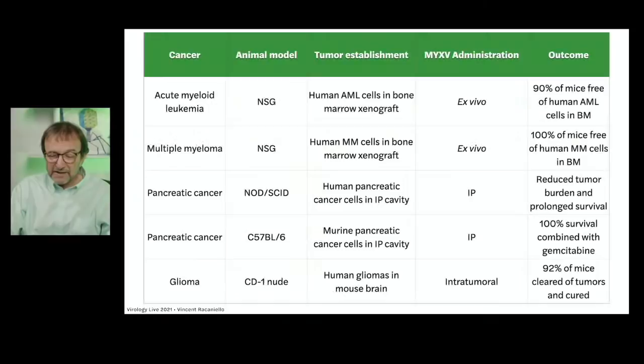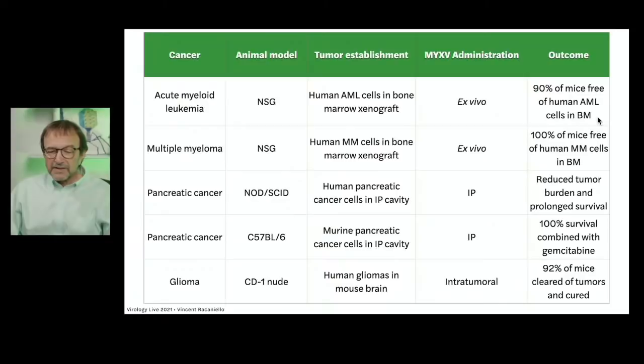And so what is being done is to try to treat tumor cells in a variety of cases. These are different cancers that are being studied. Human cancer is being studied in animal models, treating the cancers with a myxoma virus vector, either in culture or in the animal itself, and seeing if you can destroy all the tumors. So, for example, here is an acute myeloid leukemia where you inject the cells into an immunocompromised mouse. The tumors grow. You can take the tumors out, treat them, and put them back in the animal and show that most of the mice are free of the tumor. In this case, with multiple myeloma, you can get 100% of mice free of tumor cells.